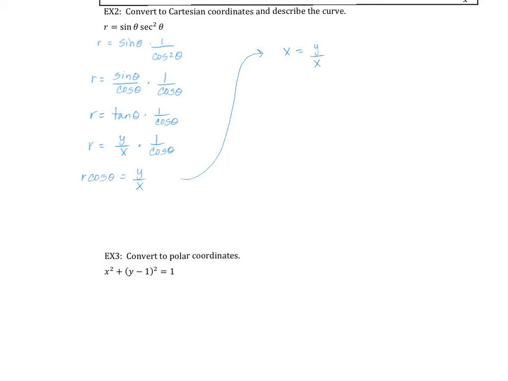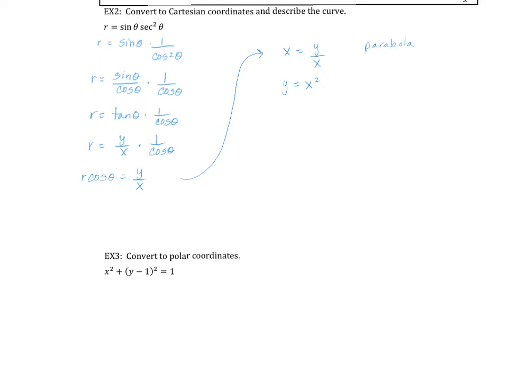However, I don't really recognize the equation the way it's written. Maybe if I multiply both sides by x to get x squared equal to y, and then rearrange, I'll get y is equal to x squared. That's something I recognize without a calculator. So that would be a parabola. But that's just the general shape. The general shape is parabola.